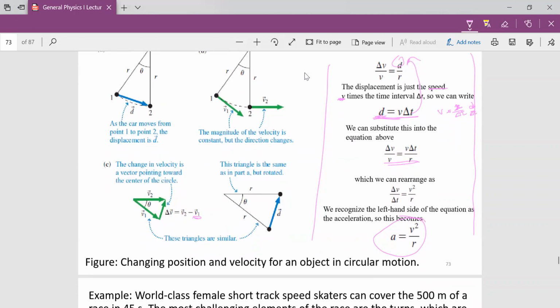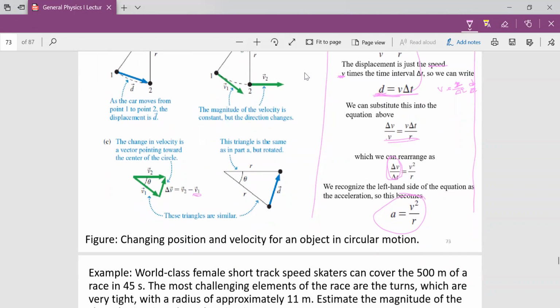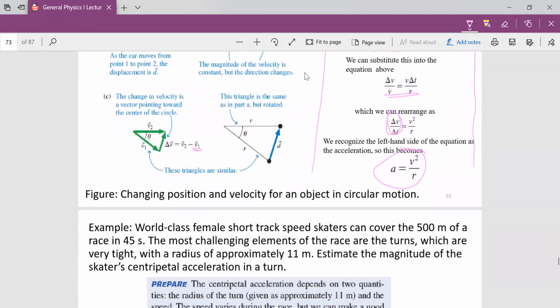Rearranging this, we will have that the change in V over change in T, which we recognize as the definition of acceleration, is equal to V squared, this multiplied by this, over R, and A is not equal to this expression. So that is how we arrived at this.